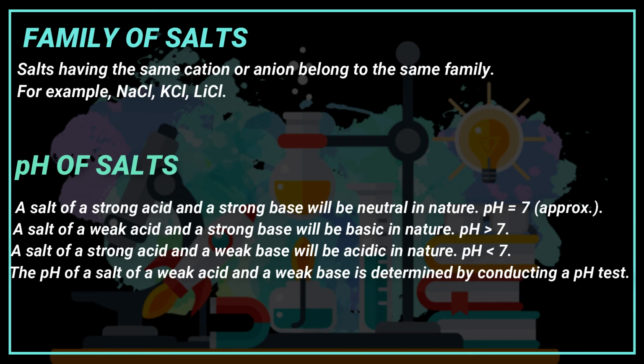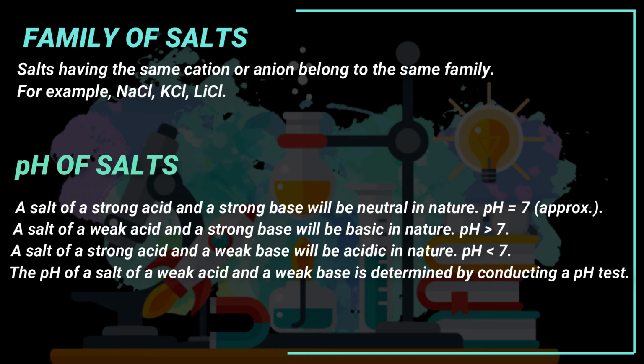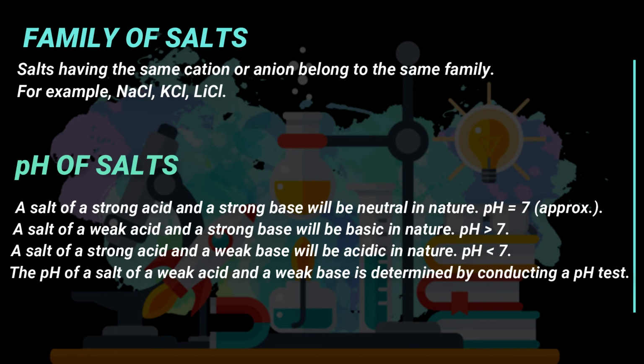pH of salts. A salt of a strong acid and a strong base will be neutral in nature, pH approximately equal to 7. A salt of a weak acid and a strong base will be basic in nature, pH greater than 7. A salt of a strong acid and a weak base will be acidic in nature, pH less than 7. The pH of a salt of a weak acid and a weak base is determined by conducting a pH test.